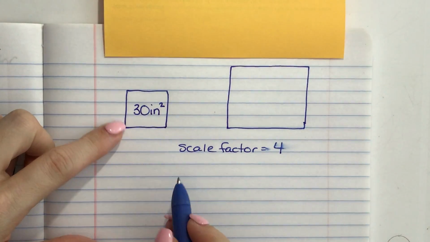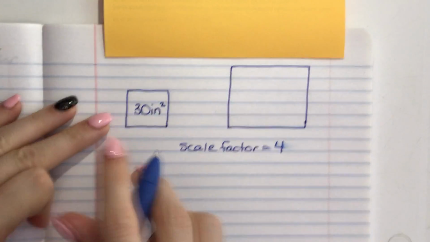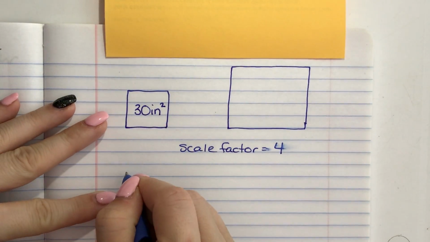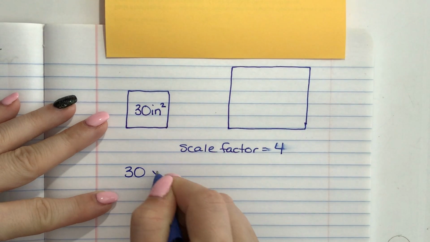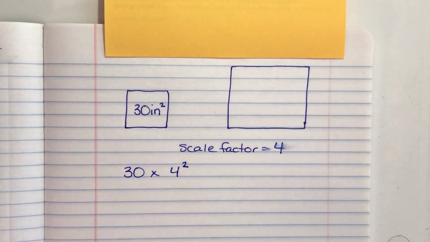So instead of just doing 30 times 4, which is not what we're going to do, we're talking about area. So we're going to do 30 times 4 squared because we're talking about area, not side lengths. What we just did a minute ago was side lengths. That's not what it asked for. So I wanted you guys to see the difference when it's asking what is the new area, not what is the new side length.